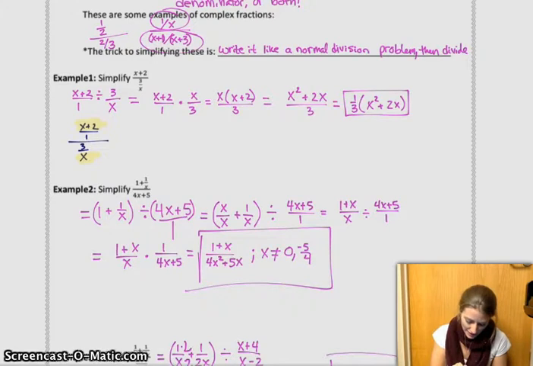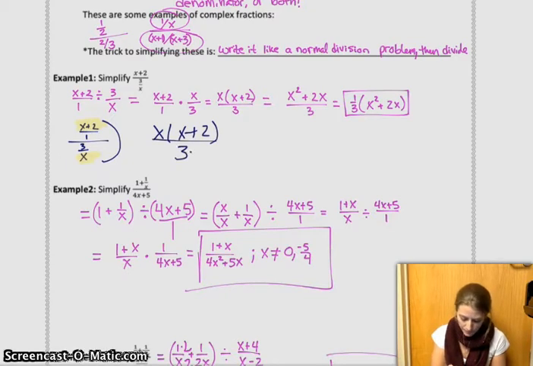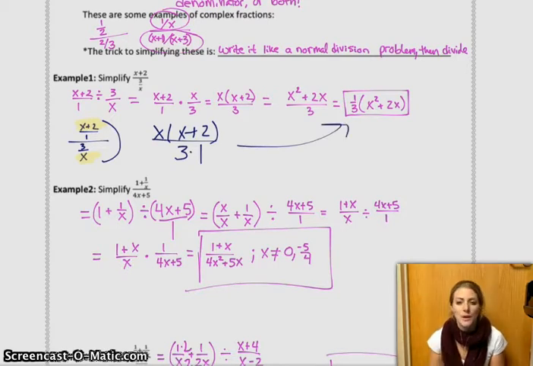So you have the outsides multiplied by each other. So I've got x times x plus 2 divided by the insides, 3 times 1. And so we end up with the same answer as what we got in the beginning. Just a different way to format it, a different way to write it. So, there you go.